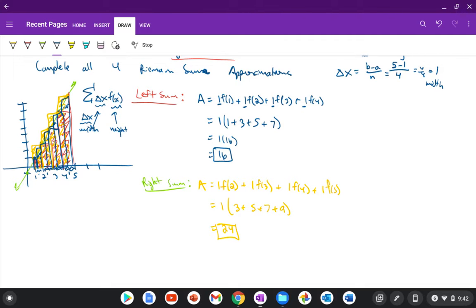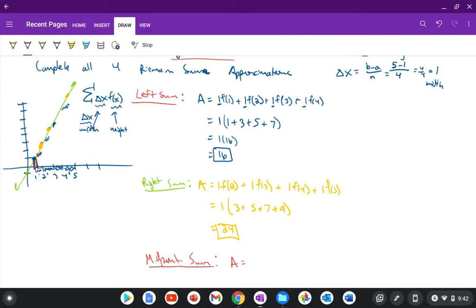So with the midpoint approximation, it's very similar. See if I can get rid of some of this stuff here. So with midpoint, we're just going to go to the middle of each interval. So we're still going to have a width of 1. So my first rectangle is still going to have a width of 1. It's going to be from here to here.